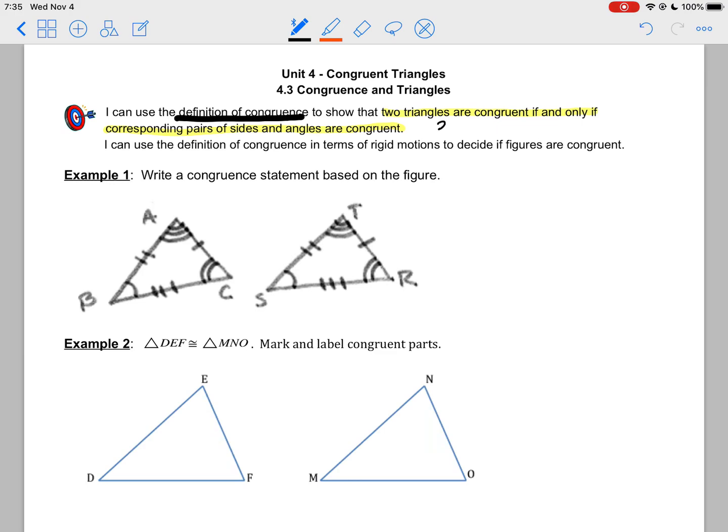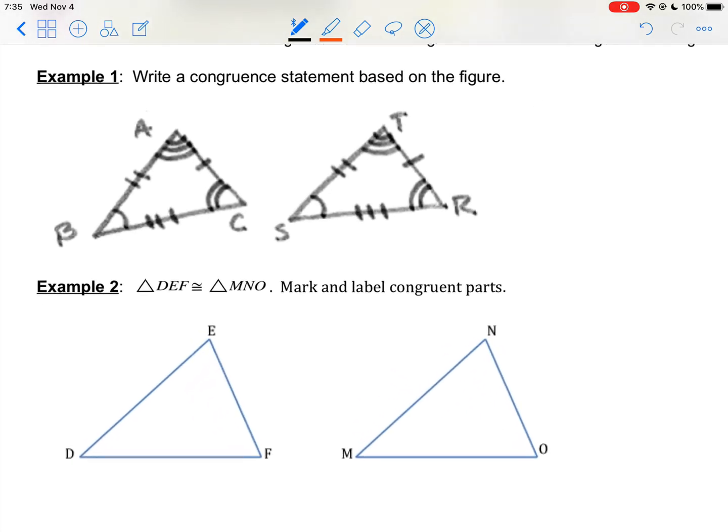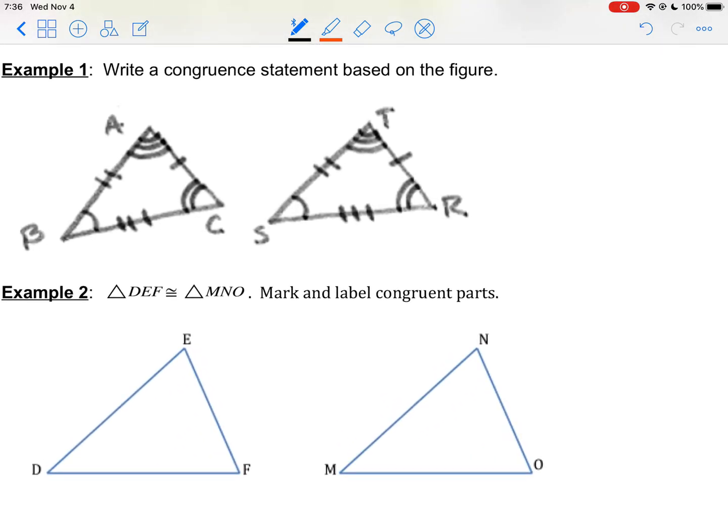That means that we need three sets of congruent sides and angles. Every single side needs to have a corresponding congruent side in the other triangle, and every single angle needs a corresponding congruent angle in the second triangle. First we're going to look at how congruent statements are written, because the order of the name of the triangle is very important here. It's going to have to be with our corresponding angle vertex as we write it.